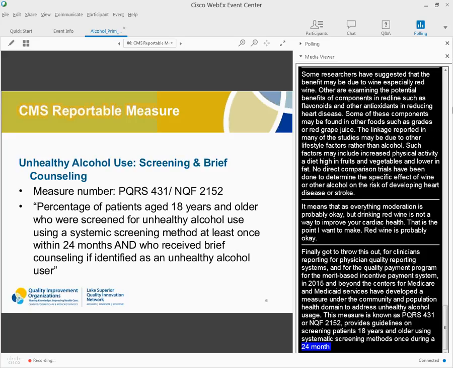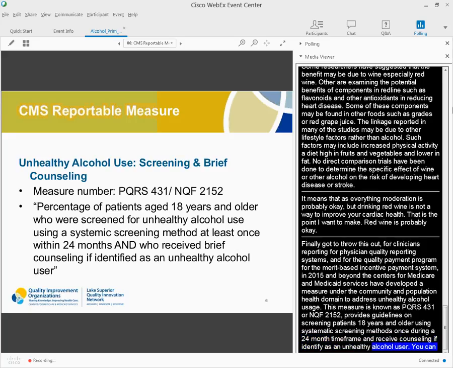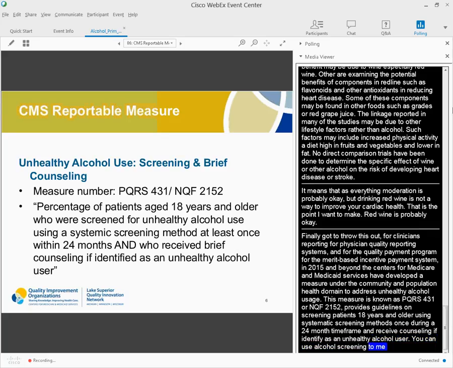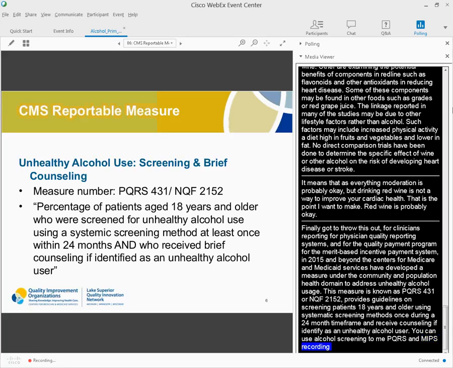So you can use alcohol screening to meet PQRS and MIPS reporting requirements. So it's a positive thing. If you haven't thought about doing this, it's good to consider it now, because this will be part of MIPS beginning in 2017 and moving forward in the future.